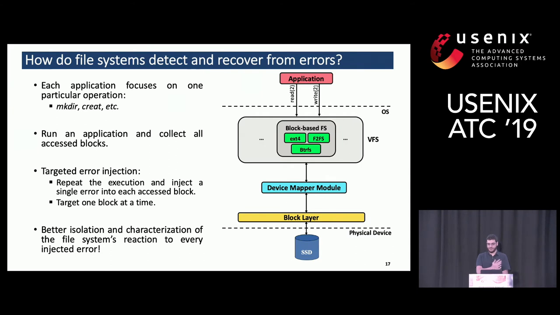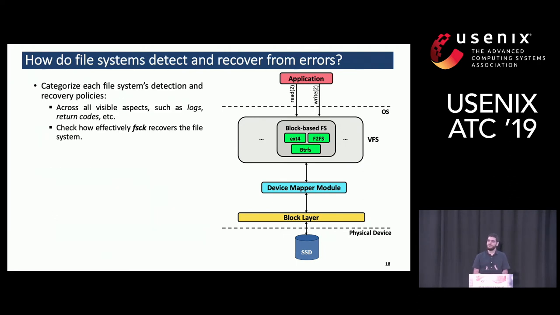So by using the I/O trace, we can collect all the different blocks, and then we repeat the execution by injecting a single error into each accessed block, targeting one block at a time. This approach gives us the ability to better isolate and characterize the file system's behavior and reaction to the corresponding injected error.